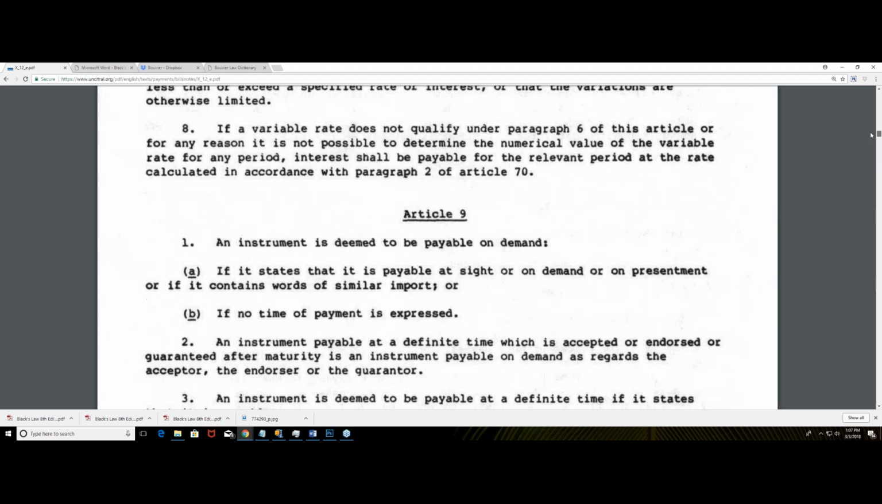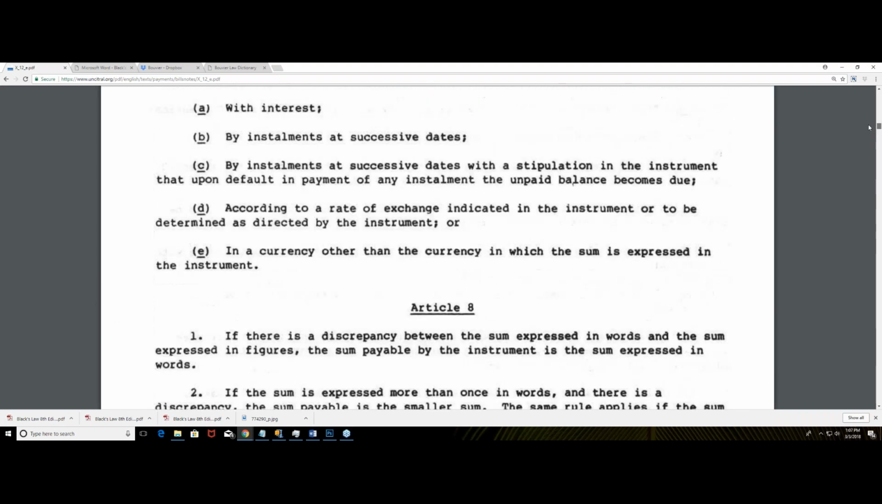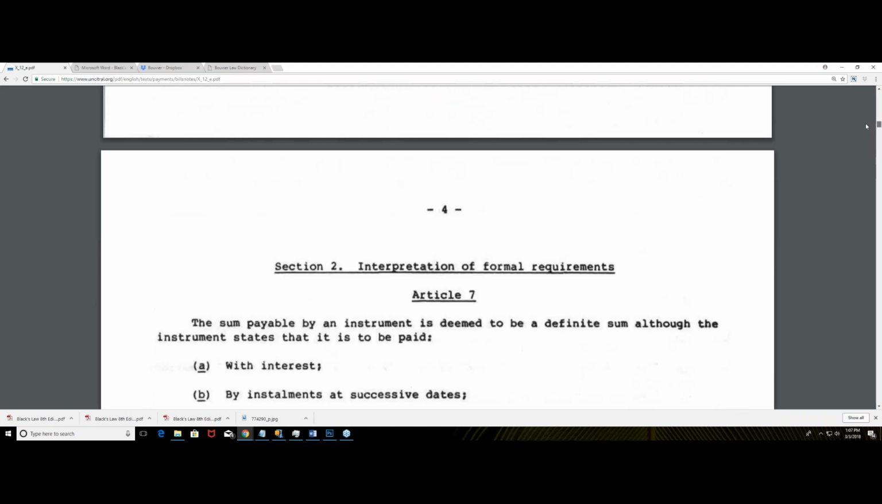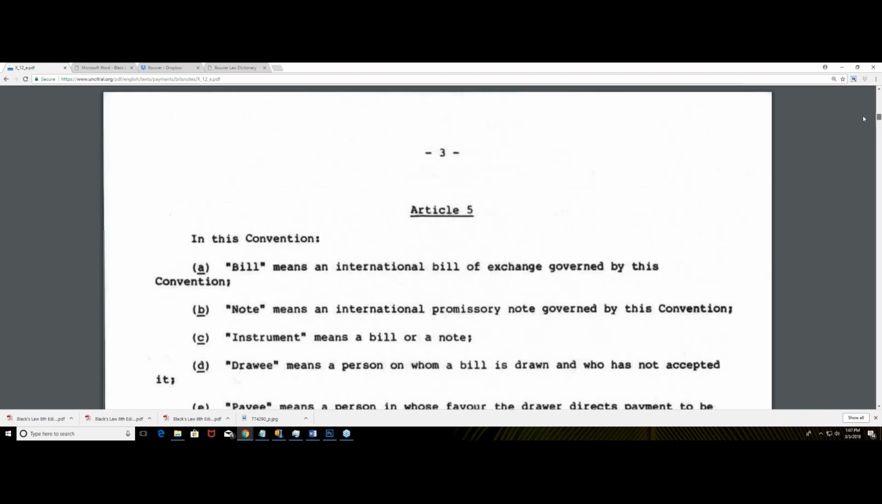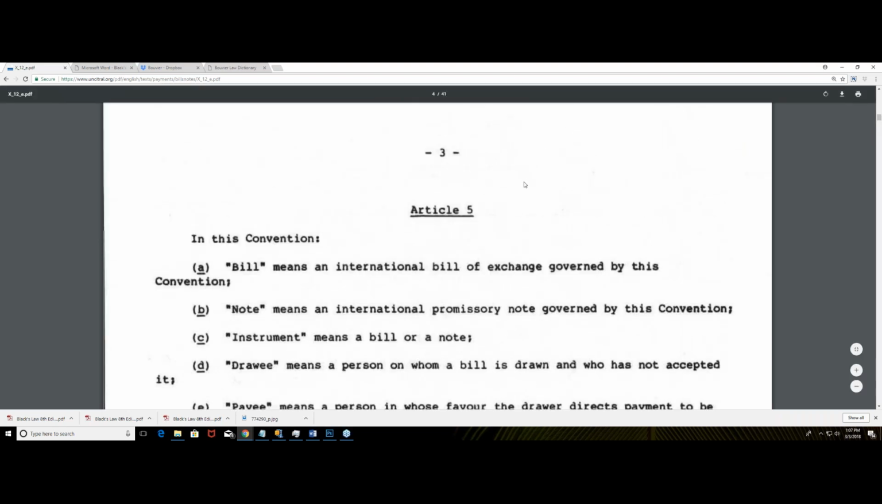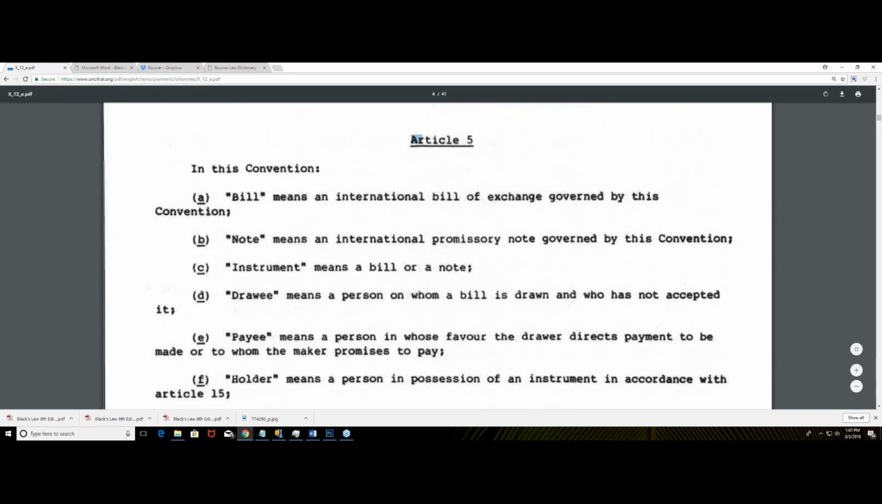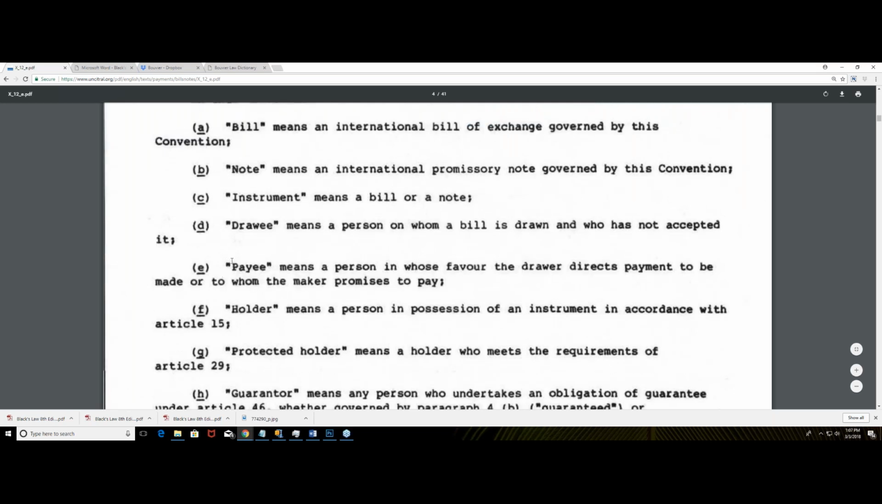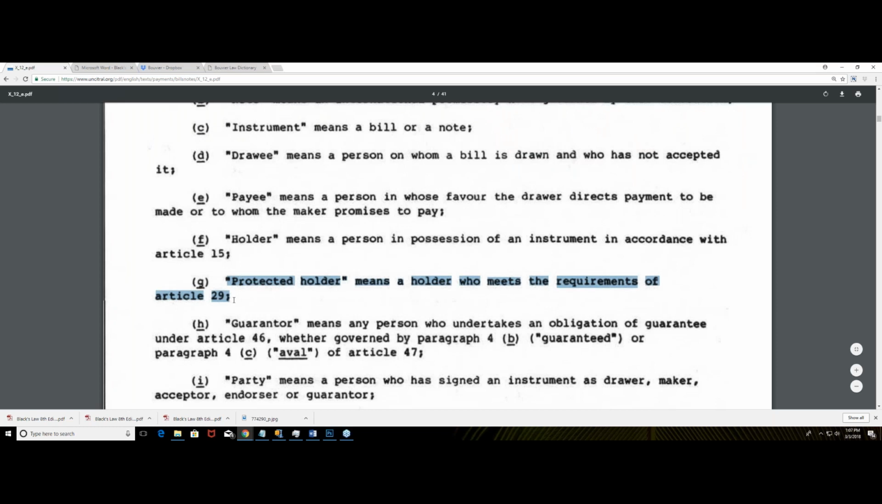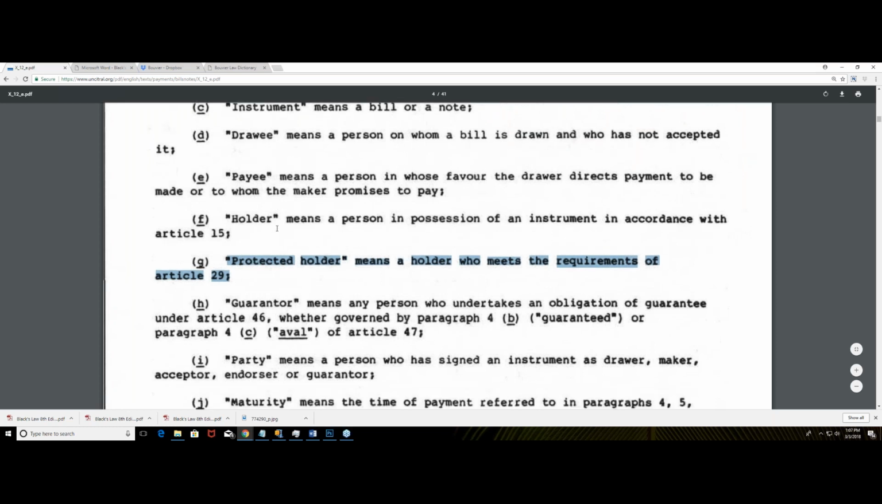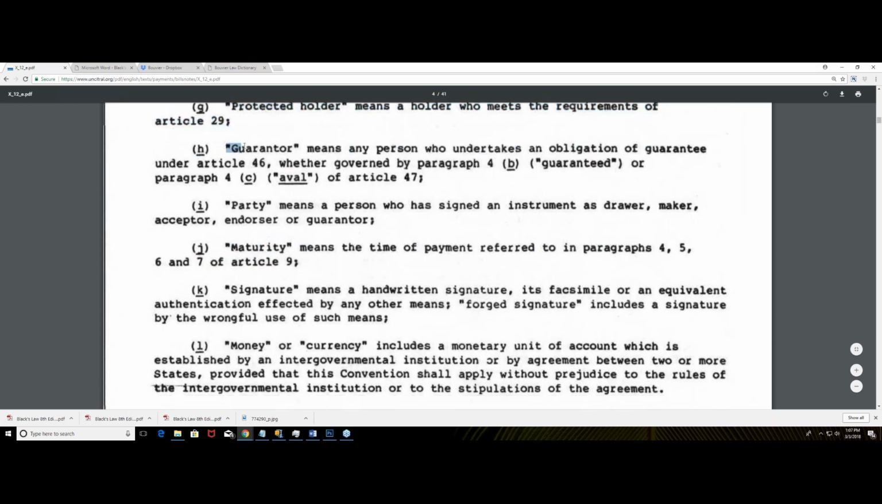Let's get back up here to our definitions. Okay, we're in Article 5. We're reading Article 5 right now. We just got through understanding what a protected holder is. Next we're going to talk about a guarantor, okay?